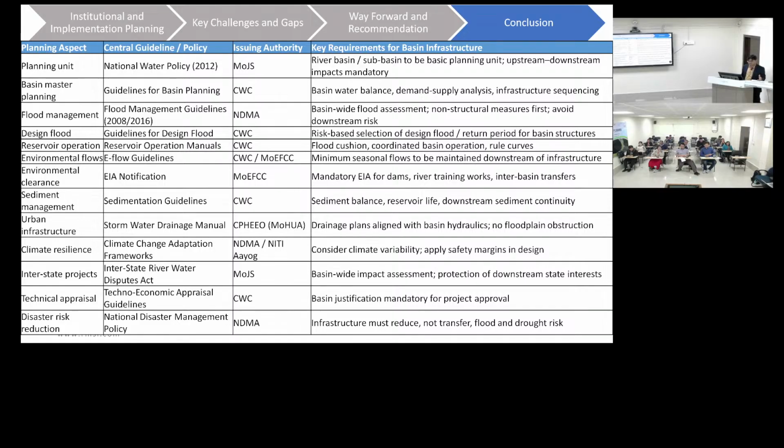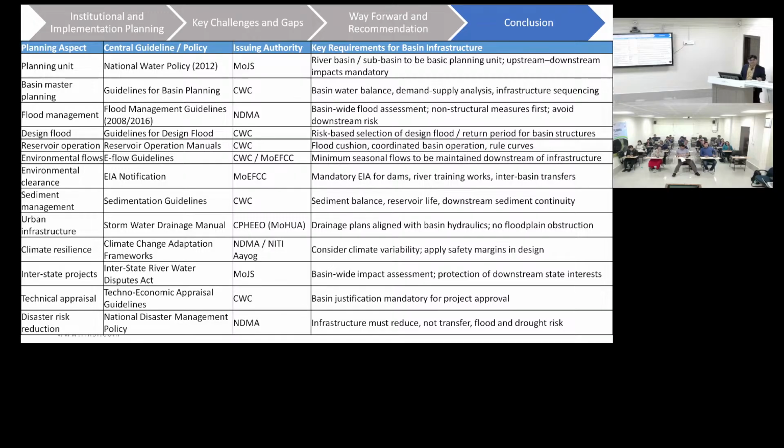Okay. Then reservoir operation, again Central Water Commission: flood cushion, coordinated basin operation, rule curve. Rule curve is nothing but your regulation of water. If the water level in the reservoir storage is this much, then this will be my release. So for rule curve and all these things, the CWC will guide.